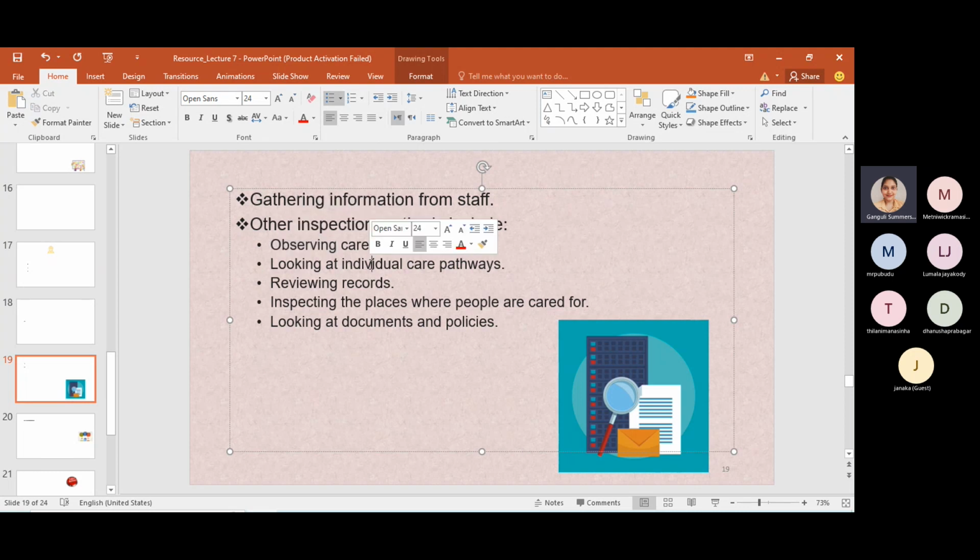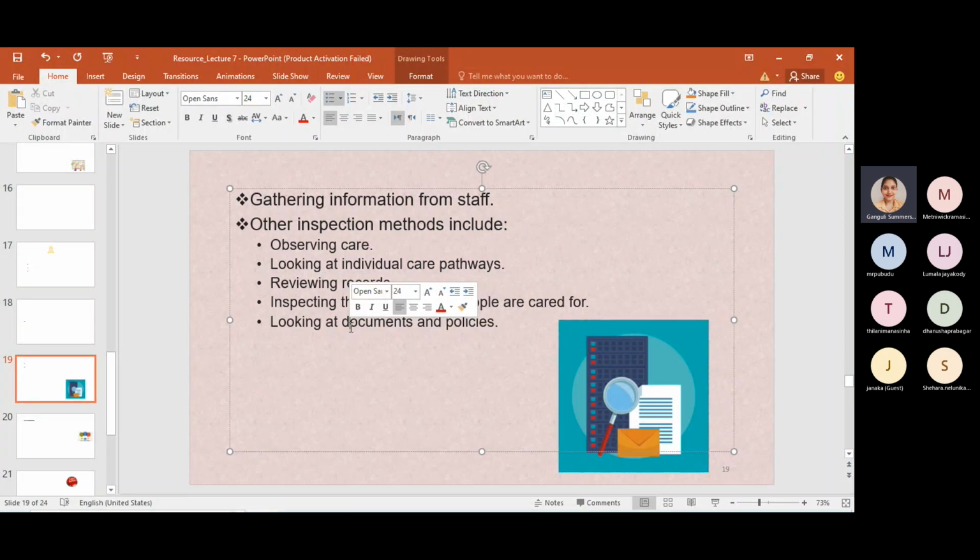Okay, and looking at individual care pathways and reviewing records. Whatever records are available in the company can be reviewed by the inspection team, and the inspection team can also inspect the places where people are cared for, and look at documents and policies. The inspection team can refer to whatever documents are available in the company as well. So these are some other additional methods through which the inspection team can gather evidence.